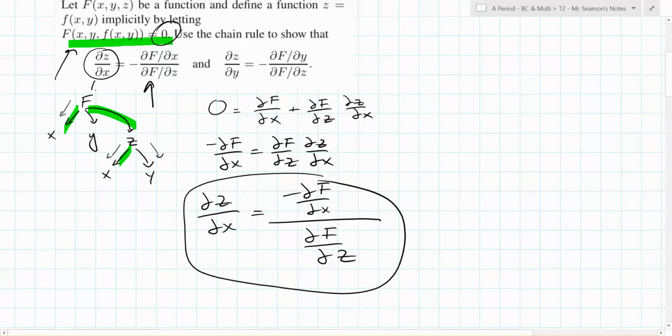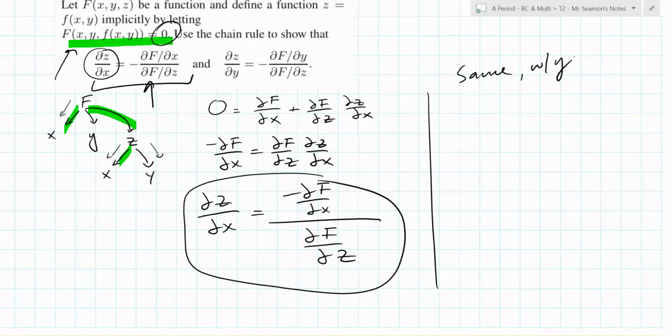So which one did we show? We showed this one right here. That's what we just showed. So how do you think you find the other one? Same, but with what? With y instead. Exactly. You do the same thing, but you do it with y. And do you end up with the same exact thing? Absolutely. Wait. What? Sorry. Did I do it wrong?